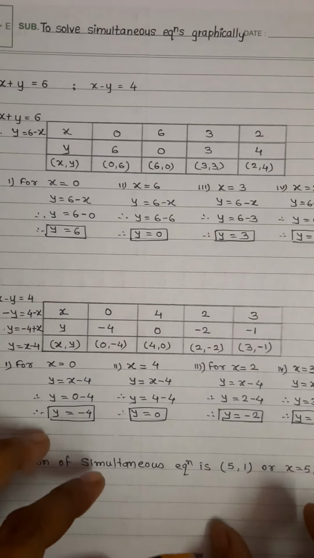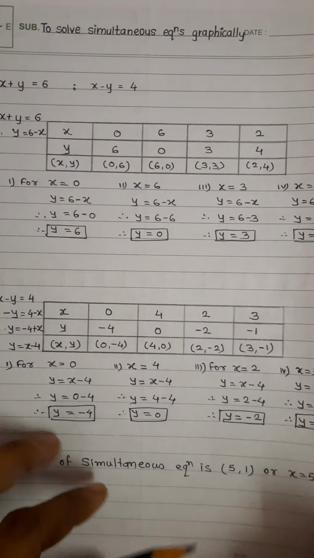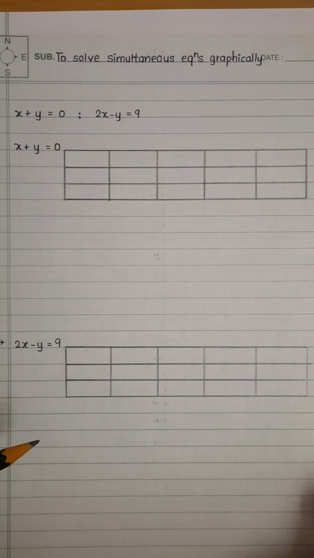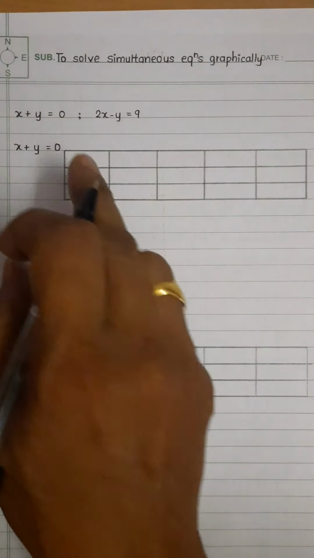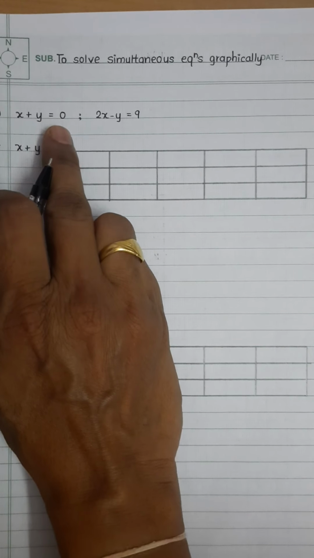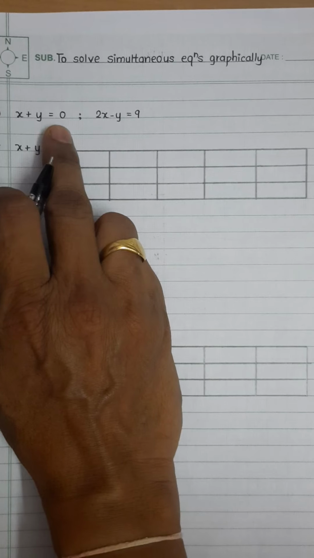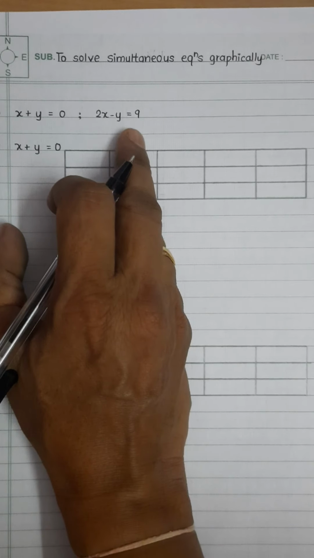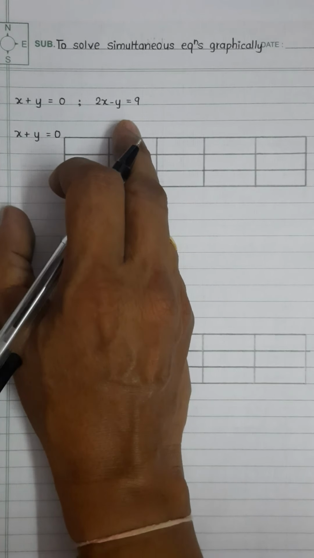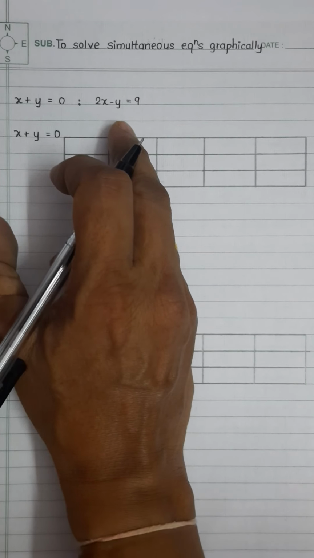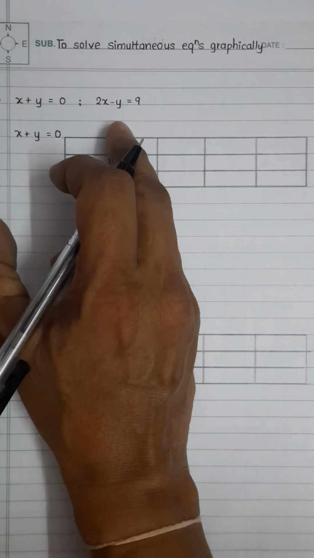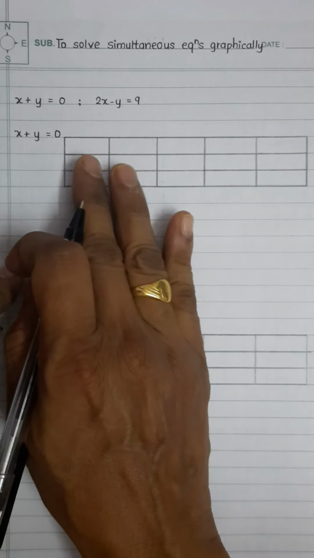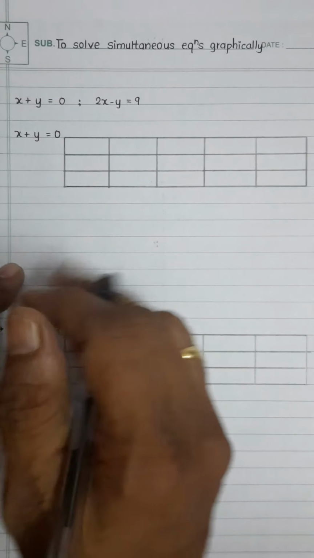Now we have to start with another sum. Same, we have to use the method of solving simultaneous equations graphically. We take x minus y is equal to 0. This is the first equation, and the second equation is 2x minus y is equal to 9. Now to solve this simultaneous equation graphically, as we saw in the previous sum, we have to plot 4 points on a graph paper. For that purpose we have to find 4 order pairs.